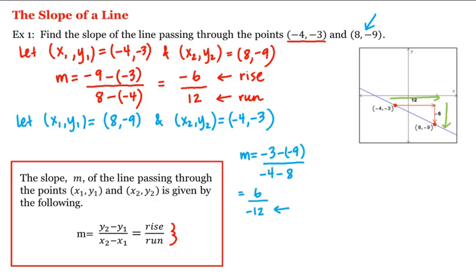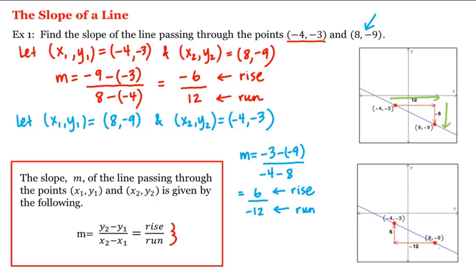So now we can think of our run as being -12 and our rise as being 6. That is, from our first point, 8, -9, our run is -12, so we go to the left 12. And our rise is +6, so we go up 6 units to get to the other point. So it doesn't matter which way we label our points. In either case, we get that our slope is equal to -6 over 12, which is -1/2.